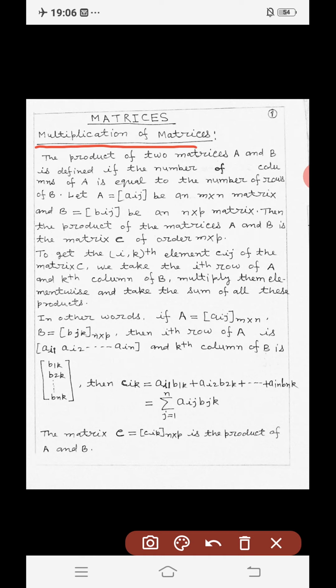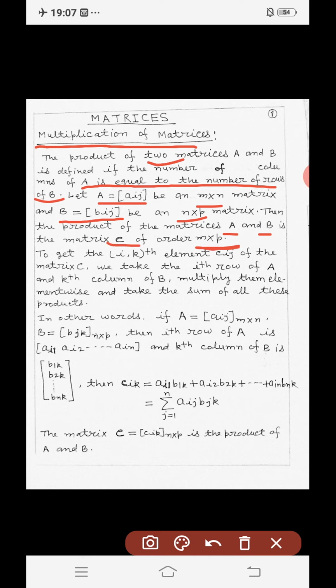Dear students, the product of two matrices A and B is defined if the number of columns of A is equal to the number of rows of B. Let A = (Aij) be an m by n matrix and B = (Bij) be an n by p matrix. Then the product of the matrices A and B is the matrix C of order m by p.